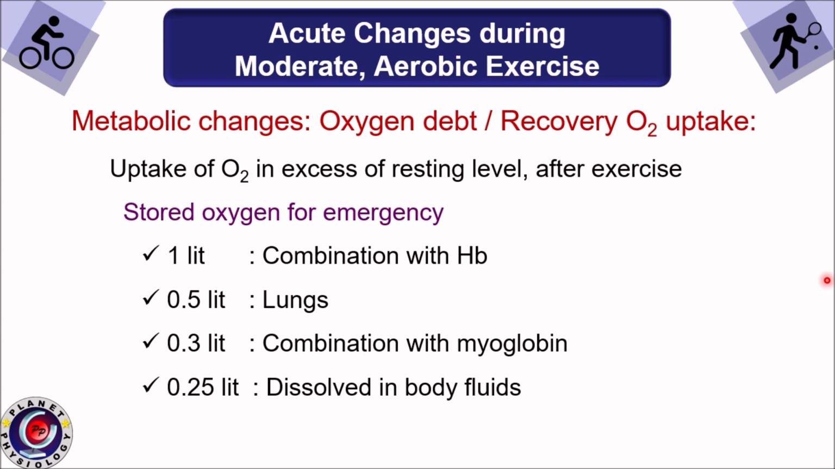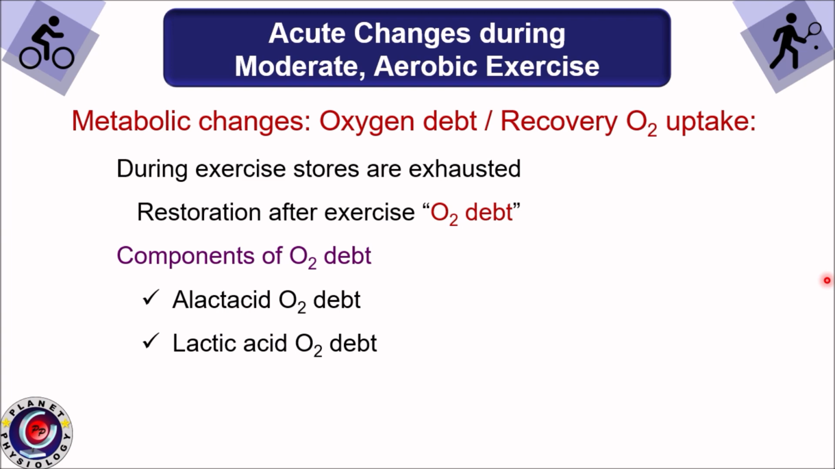Why this takes place? Normally there is 2 liters of reserve oxygen present in the body. Out of this, 1 liter is in combination with hemoglobin, half liter is in the lungs, 0.3 liters in combination with myoglobin, and 0.25 liters is dissolved in body fluids. During exercise, all these reserves will be utilized. So, after the exercise is over, there is need to restore this oxygen reserve back to normal. And for this, person breathes extra oxygen or extra air. This extra oxygen intake will be utilized mainly to replenish this oxygen reserve and to remove lactic acid.